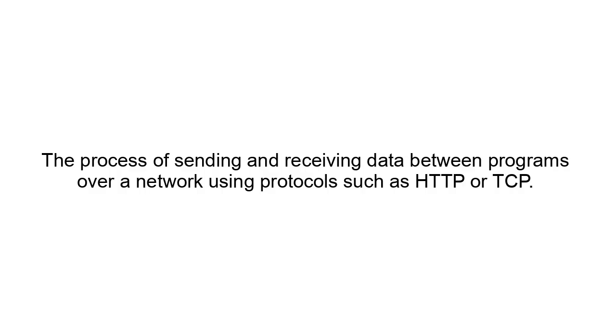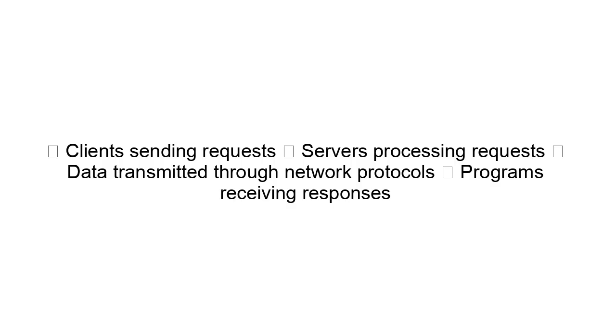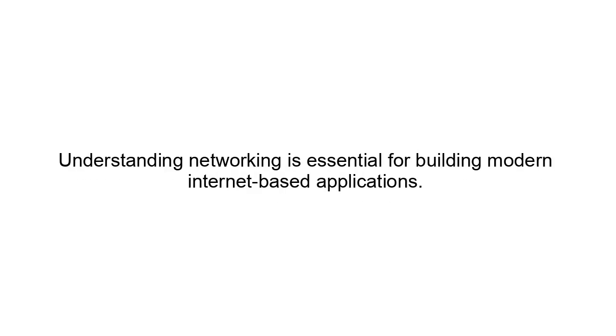Simple definition. Networking in code: the process of sending and receiving data between programs over a network using protocols such as HTTP or TCP. Final summary. Networking allows programs to communicate with each other across computers and servers. It involves clients sending requests, servers processing requests, data transmitted through network protocols, and programs receiving responses. Understanding networking is essential for building modern internet-based applications.